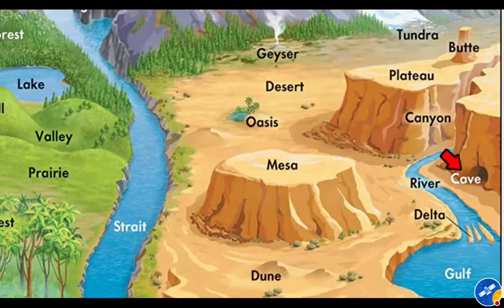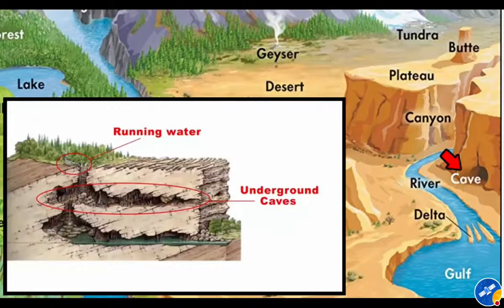The next one is cave. Caves are formed by the dissolution of bedrock. Rainwater reacts with carbon dioxide from the air, and as it penetrates through the soil, the rainwater turns into a weak acid. Now this slowly dissolves the bedrock.